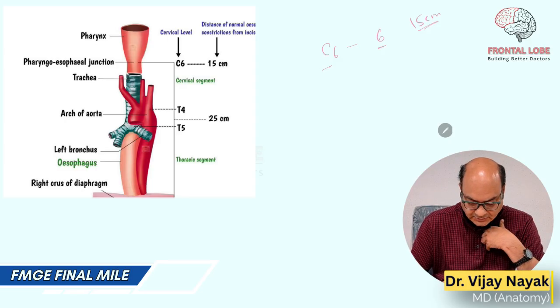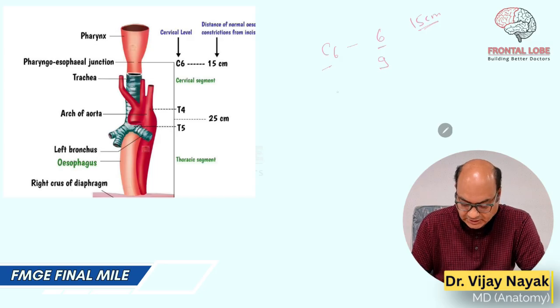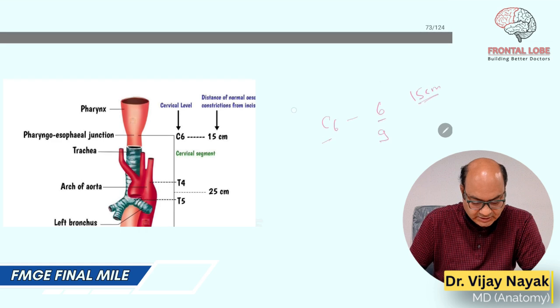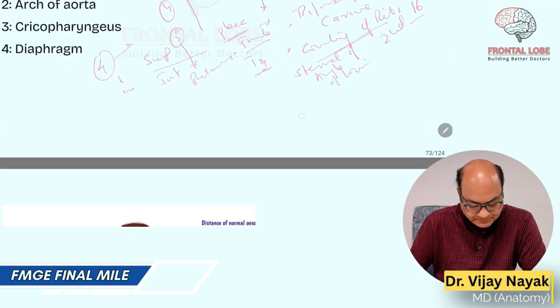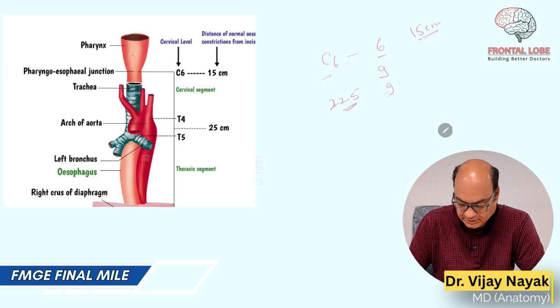The second constriction is at 9 inches. If you go to the arch of aorta, it starts and finishes at the level of T4. So the answer here is arch of aorta. Option 2 is correct, and the arch of aorta is at T4. That is 22.5 centimeters, exactly 9 inches away.